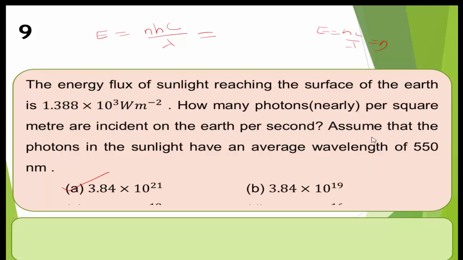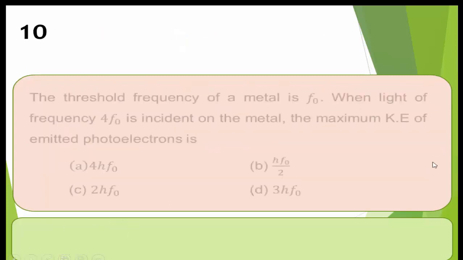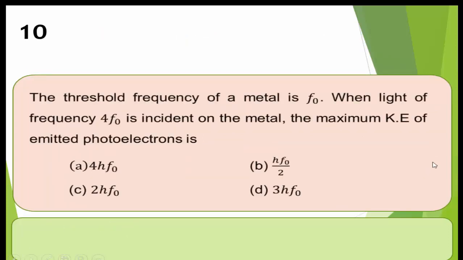Try to solve yourself. Substitute the Planck's constant h value 6.6 into 10 to the power of minus 34 and c 3 into 10 to the power of 8 divided by lambda, that is 550 nanometer, 550 into 10 to the power of minus 9. You get option A as the right answer. And then question number 10.